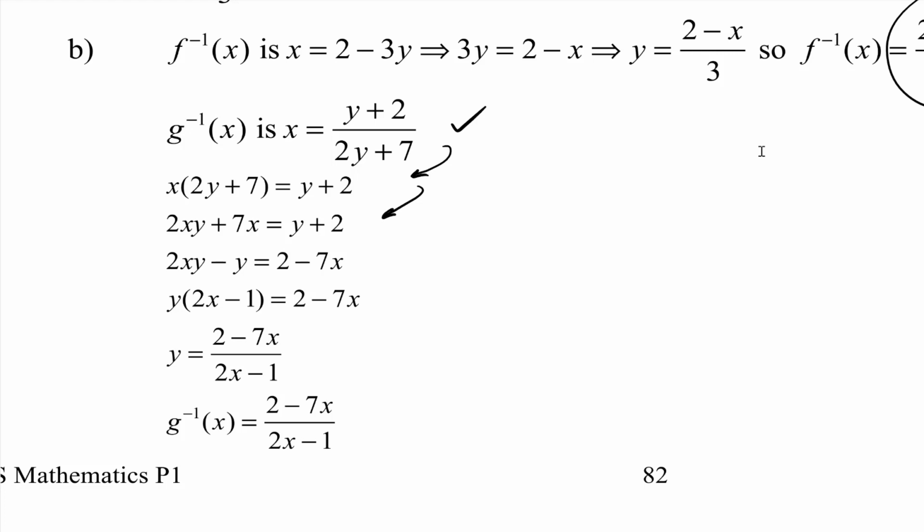Bring everything with y over the left side, everything with x over to the right side. So now we've got two terms over here on the left that have y in them, which enables us here to factorise y. We then divide both sides by 2x minus 1, and that is the function in terms of x. So g to the minus 1 of x is 2 minus 7x over 2x minus 1.